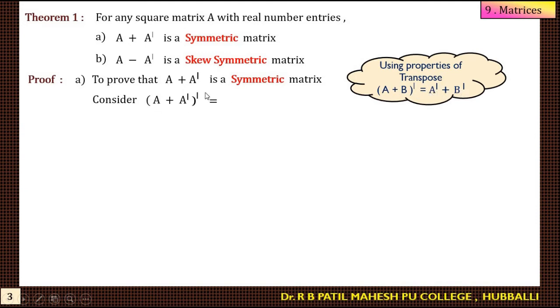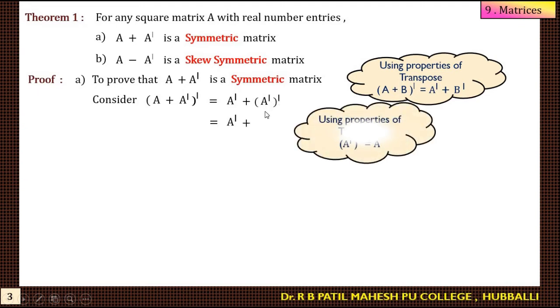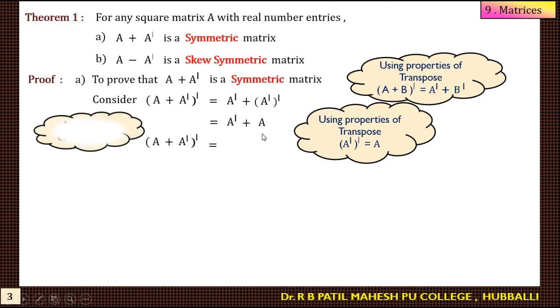So now here A plus A dash whole dash we have, so A dash plus A dash whole dash. Now A dash as it is, and A dash whole dash by the property is the matrix A. When you find the transpose two times, it remains A, it gives the same matrix. Now by the commutative law we can write this as A plus A dash. So here what we got, A plus A dash whole dash is equal to A plus A dash. Therefore A plus A dash is a symmetric matrix.